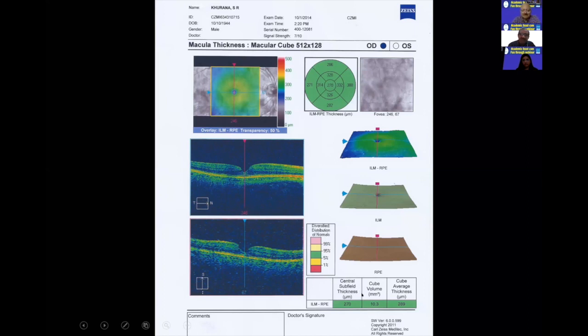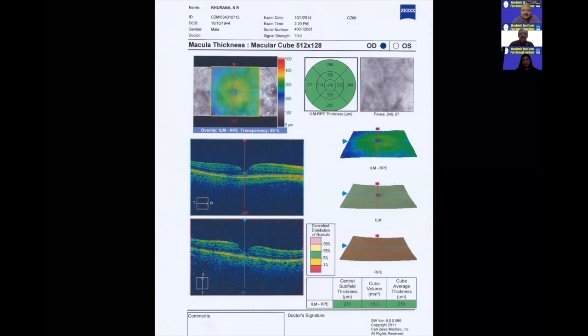These are various quantitative analysis feature values. This is central subfield thickness, cube volume, cube average. These are relevant for quantitative analysis to assess the follow-up of these patients. So this is in a nutshell about how a routine OCT report is interpreted.